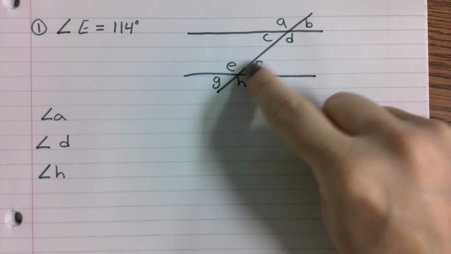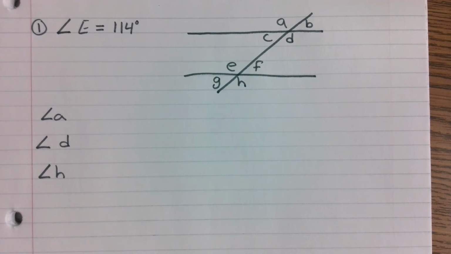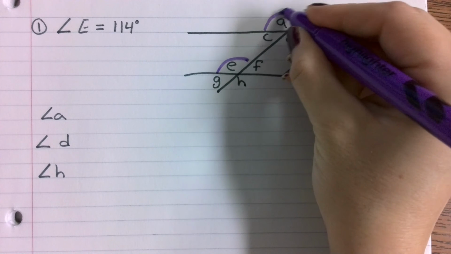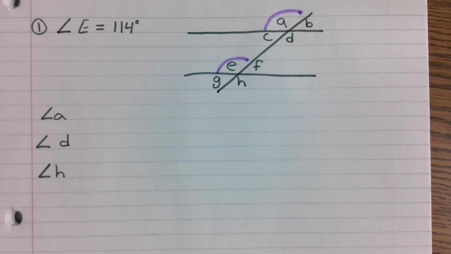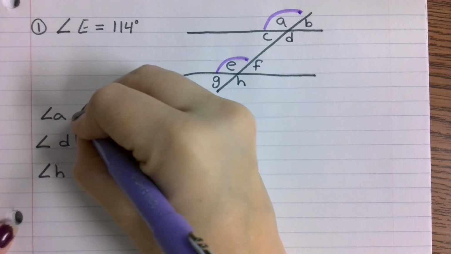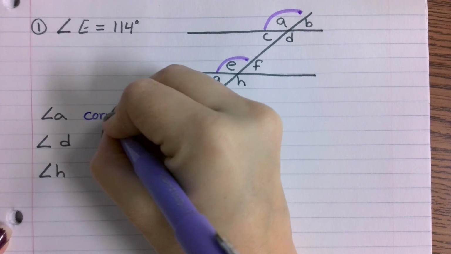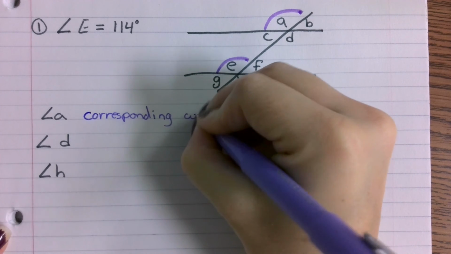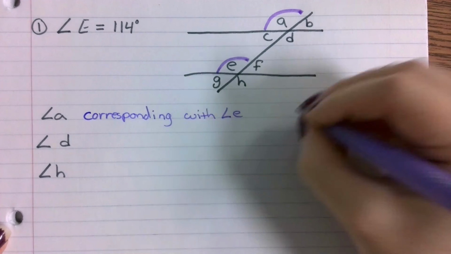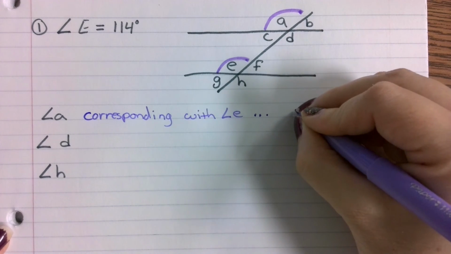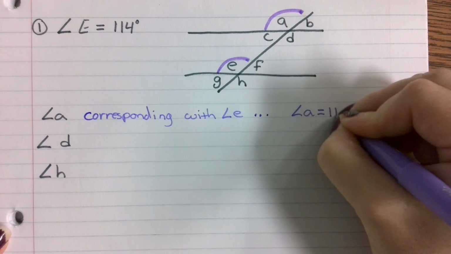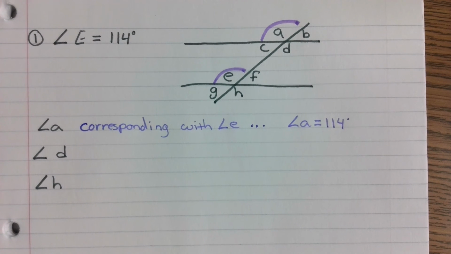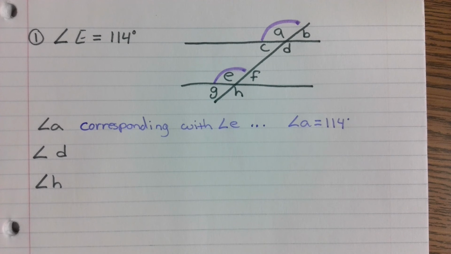114. Corresponding, they're equal to each other. Remember I said equal relationship here. So E and A are corresponding. A corresponds with angle E. So that means angle A equals 114 degrees. Corresponding angles are equal. Okay?